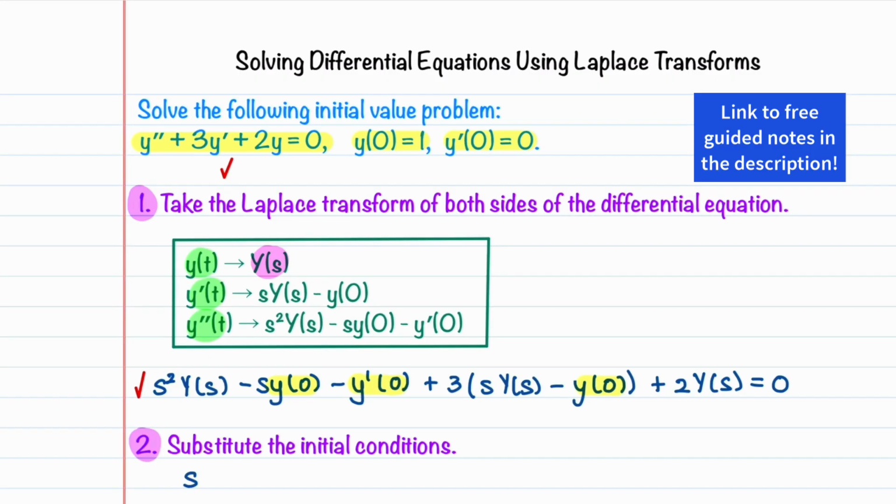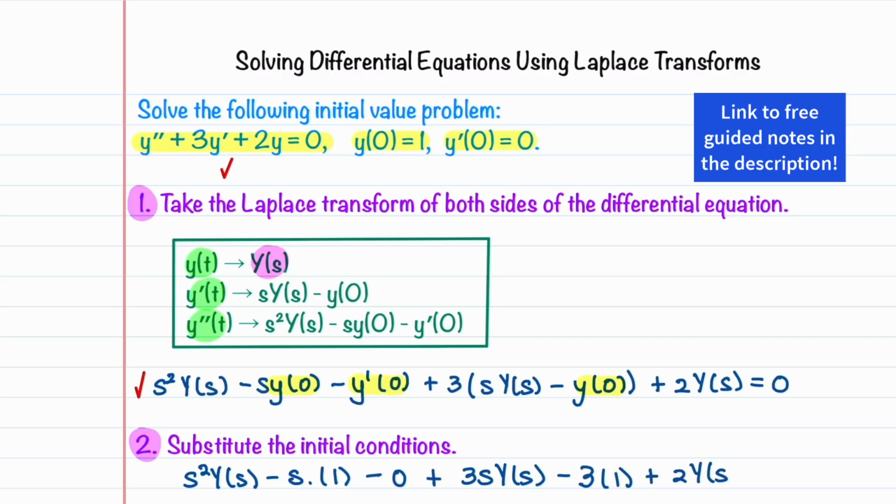This gives us s squared capital Y of s minus s times y of 0, which is 1, minus y prime of 0, which is 0, plus 3s capital Y of s, I'm just multiplying through the 3, minus 3 times y of 0, which is 1, plus 2 times Y of s is equal to 0.